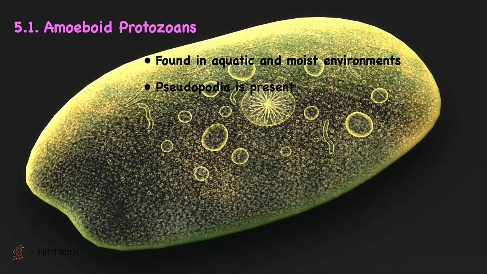Marine forms have silica on their cell surface. Examples are Pelomyxa and Entamoeba. Entamoeba causes amoebic dysentery.